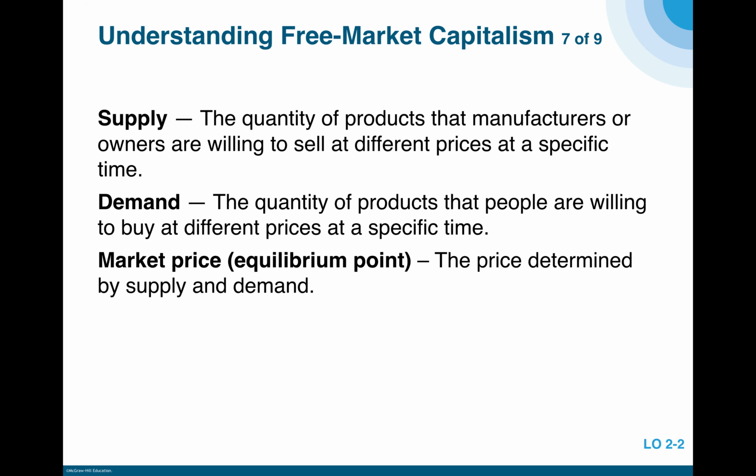So like I said, covering supply and demand here. Supply is the quantity of products that manufacturers or owners are willing to sell at different prices at a specific time. Demand is the quantity of products that people are willing to buy at different prices at a specific time. And then the market price, which is the equilibrium point, the price determined by supply and demand. We'll have a couple of charts coming up.